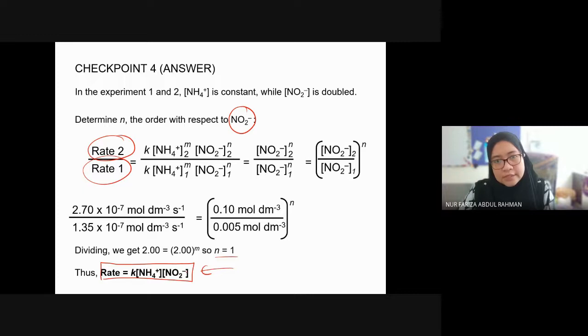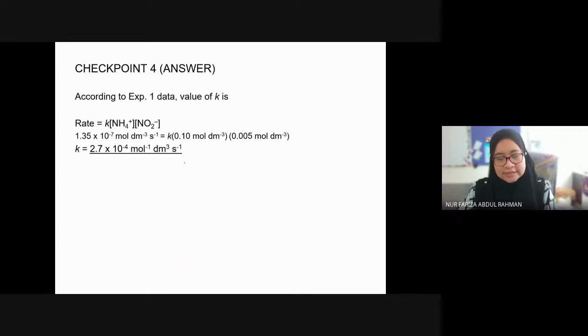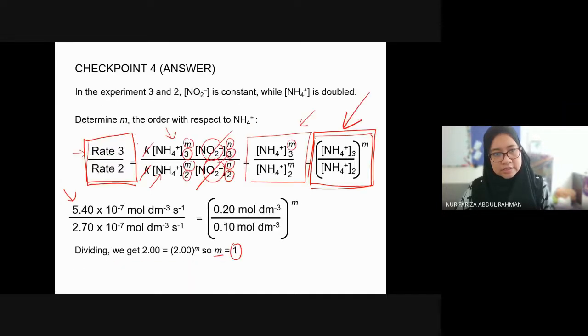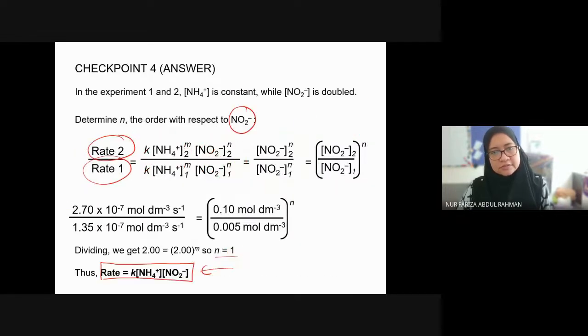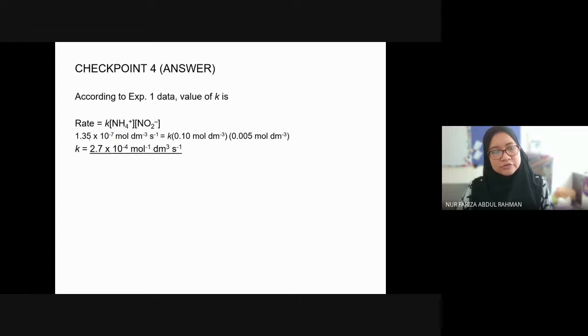Last, the rate constant. You may choose any data from the experiment. So based on the data here, let's check which data, 1.35. Here we choose experiment 1 as the data. You may choose experiment 2, you may also choose experiment 3, it doesn't matter.